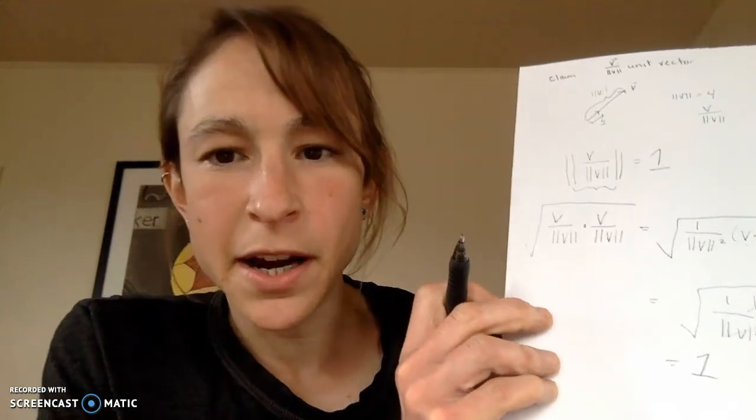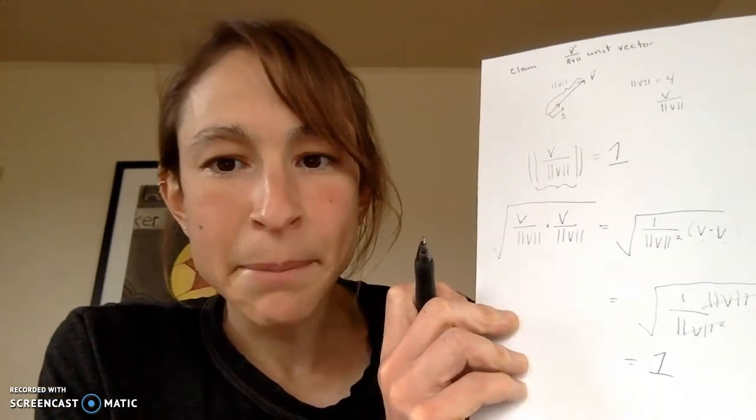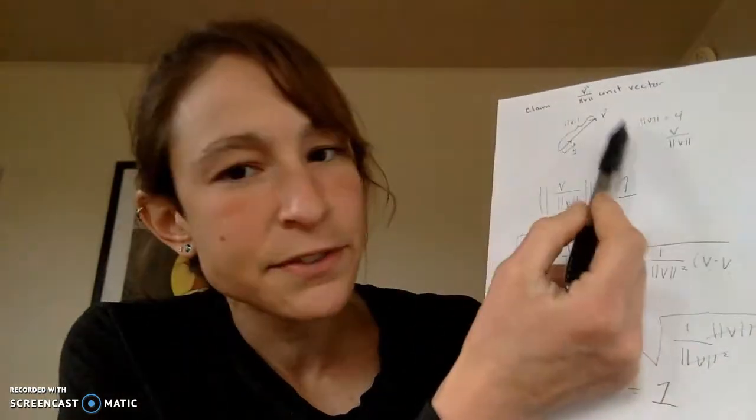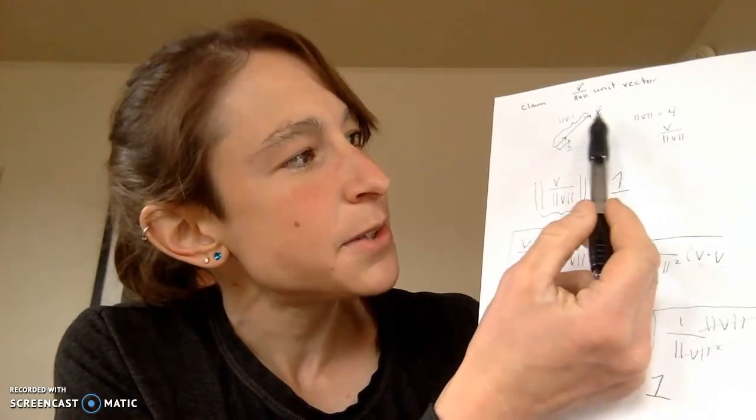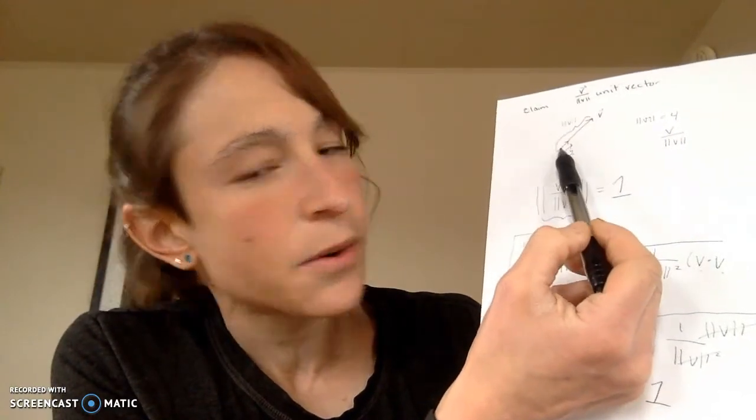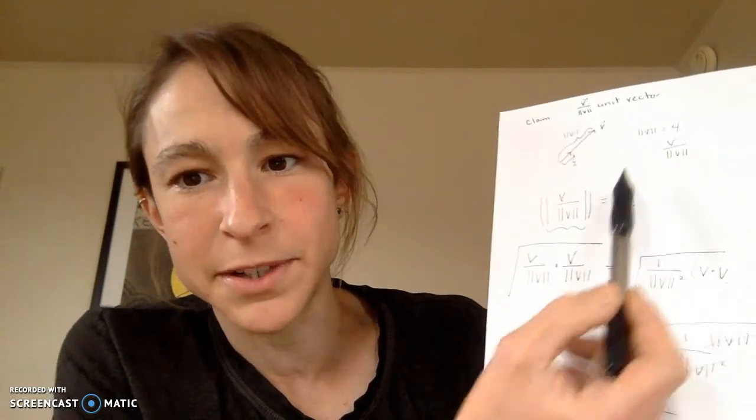So we showed that we got a unit vector, but basically all you have to do to get a unit vector is you scale your original vector down so that it only has length 1, and you do that by dividing by its original length.